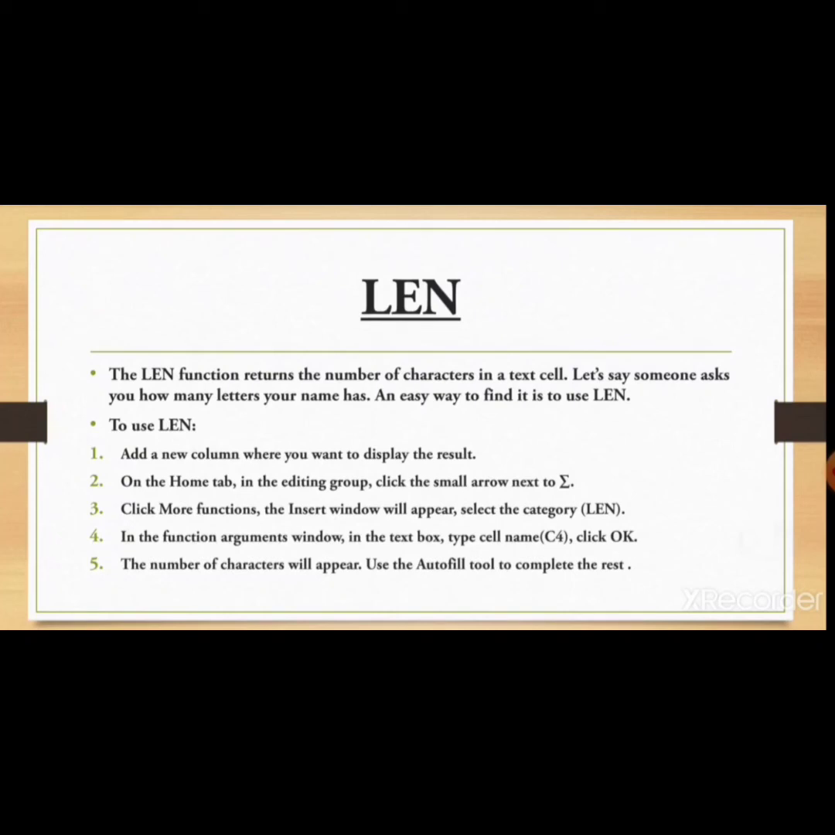Add a new column where you want to display the result. On the Home tab, in the Editing group, click the small arrow next to AutoSum. Step number 3. Click More Functions. The Insert window will appear. Select the category, that is len. Step number 4. In the function arguments window, in the text box, type any cell name like C4. Click OK. Step number 5. The number of characters will appear. Use the autofill tool to complete the rest of the options.